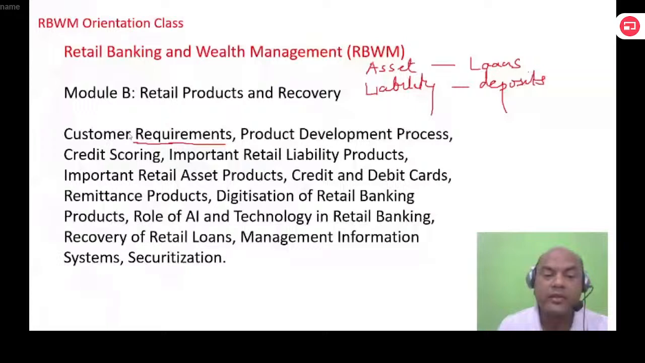Okay. Then we have product development process. How a new product is brought into the banking. Developing a new product is a very tough part. Why? Because if the product is a failure, the bank loses a lot. So new product development has various stages. All those stages will be covered.